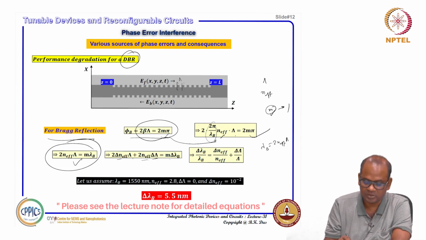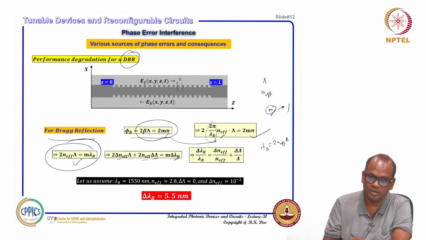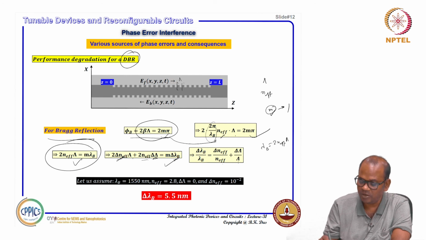So delta lambda_B is the deviation of the Bragg wavelength, the detuning from the Bragg wavelength, because of the variation in delta n_effective and delta lambda. If you manipulate this a little, you get delta lambda_B by lambda_B equal to delta n_effective by n_effective, plus delta lambda by lambda. You can assume the period variation is this term.